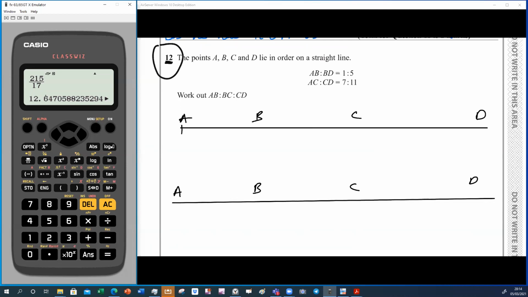So we have two types of ratio. So we have A to B. What is the ratio of A to B in the first one?